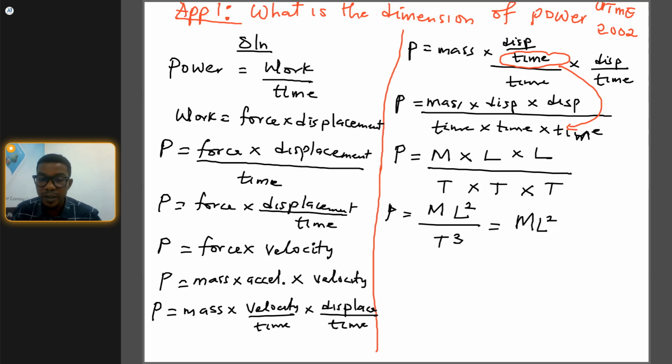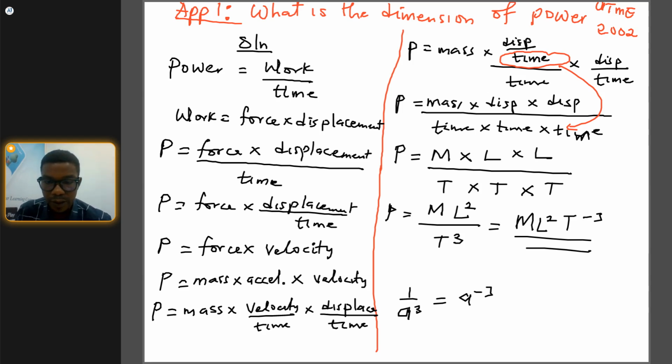The law of indices states that 1 over a raised to power 3 should be equal to a raised to power minus 3. So the same thing will affect this T raised to power 3. We are going to have T raised to power minus 3. So the dimension of power is ML square T minus 3. Okay, the dimension is ML square T minus 3.